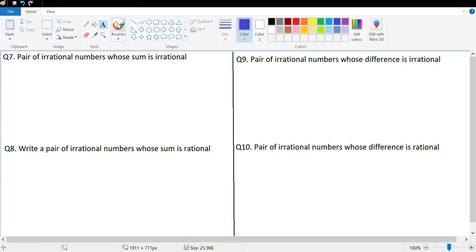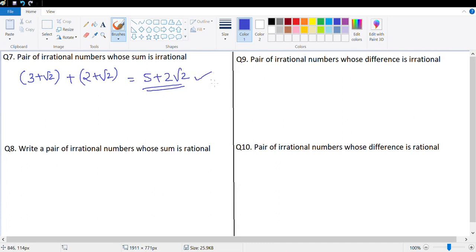Next question is question 7. It says write a pair of irrational numbers whose sum is irrational. So let the first irrational number be 3 plus root 2 and let the second irrational number be 2 plus root 2. So the sum of these is 5 plus 2 root 2, which is irrational.